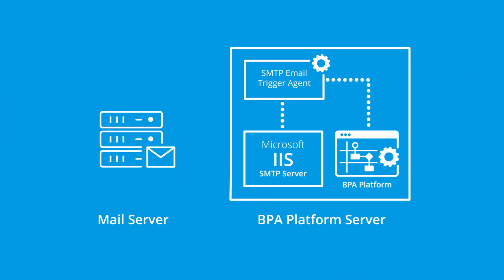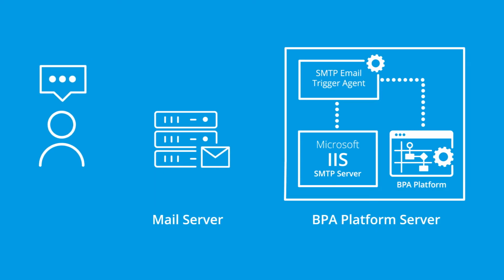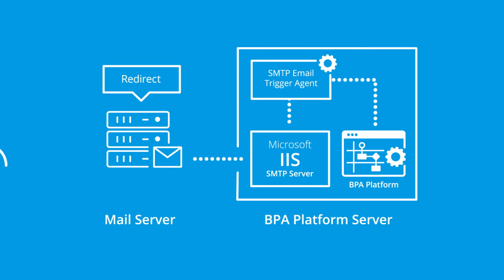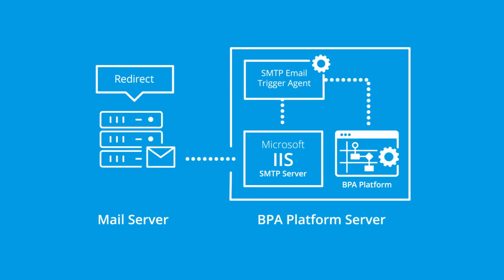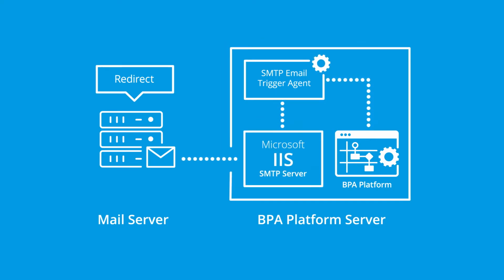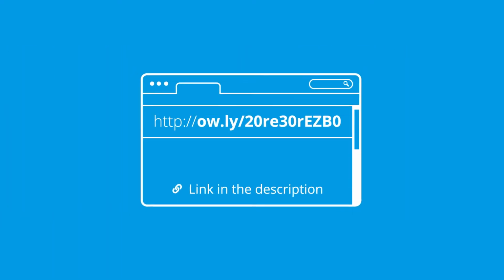The following technologies are required by the email trigger SMTP tool to run. An SMTP server. This is installed from Windows Server Manager and is a required dependency no matter what type of mail server you are monitoring emails from. You will also need the email trigger SMTP agent. This must be installed and registered on the same machine as the SMTP server. Please see the documentation for more information.